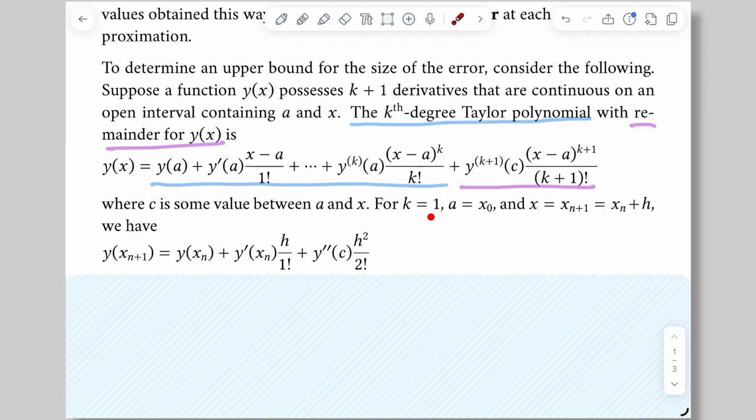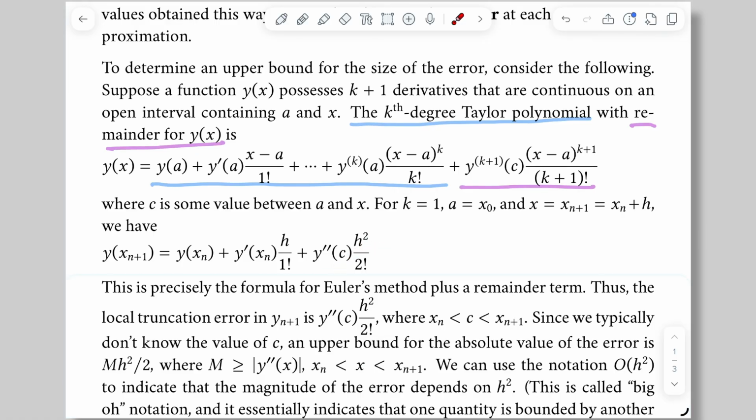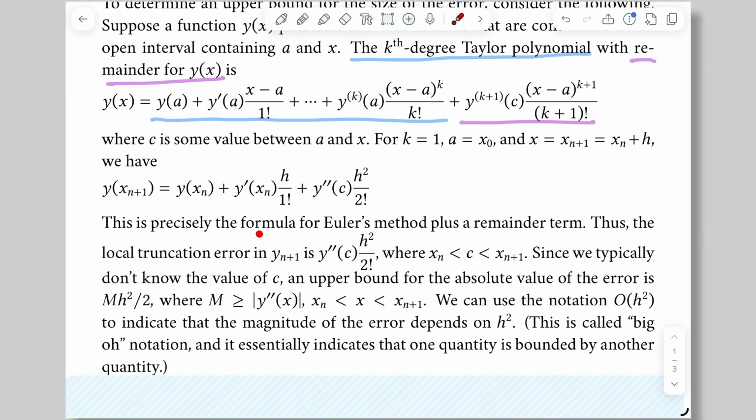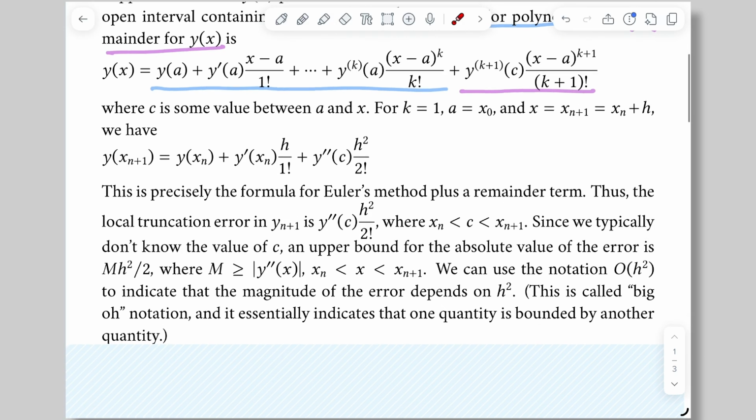In the case that k is equal to 1, so we are only looking ever at as high as a first derivative, replacing a using x naught and x using x sub n plus 1, which is x sub n plus h, right? The previous x value plus a step size. We have y of x sub n plus 1 is equal to y of x sub n plus y prime of x sub n times h divided by 1 factorial plus y double prime at c times h squared over 2. And this is exactly the formula for Euler's method plus a remainder term.